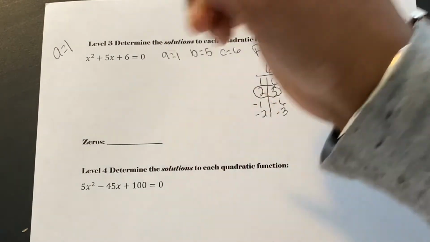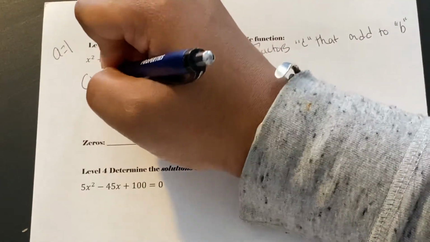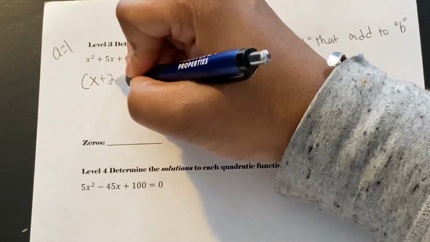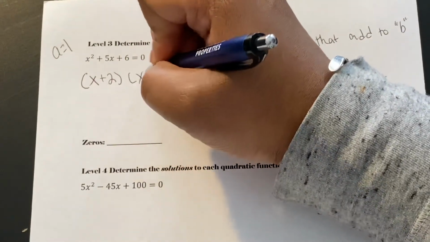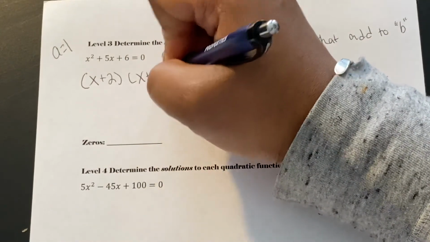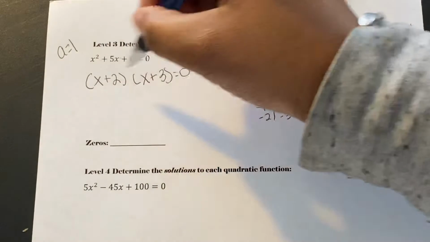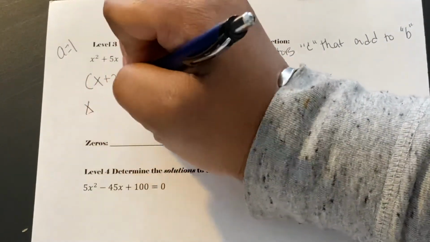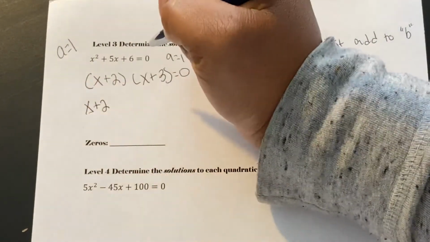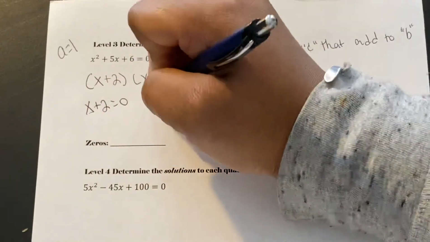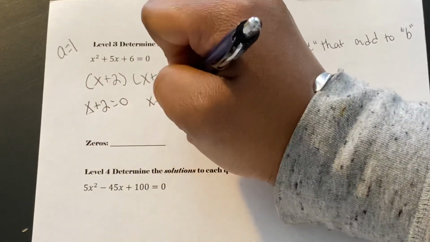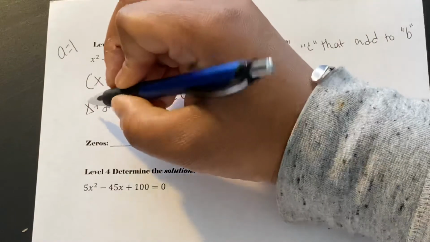Now I'm going to write those out as factors. So x plus 2, x plus 3 equals 0. Don't forget your equals 0. So if we were just factoring, this would be the end, but we are finding solutions. So we must make both of them equal to 0 separately, like we did in level 2. And then solve for x.